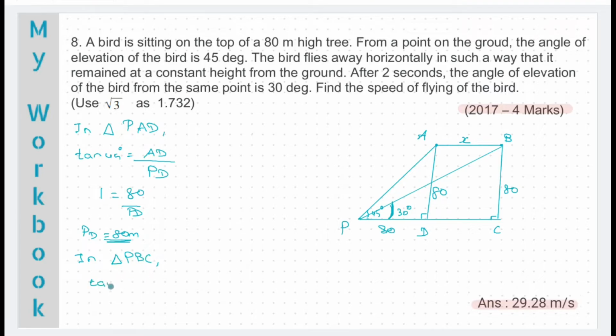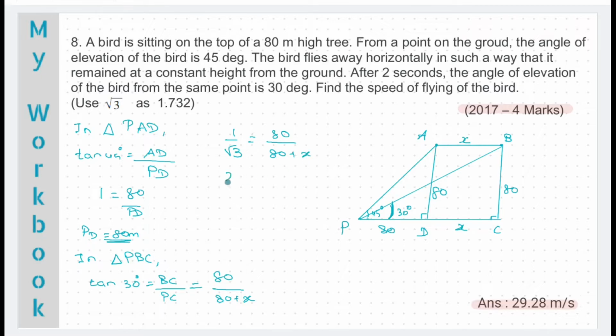Again, let's consider tan of 30 degrees. Tan 30 is opposite side BC by the base, which is PC. BC is 80. That's equal to the height of the tree. And PC can be written as PD plus DC. PD we just found as 80. DC is nothing but x. It's the same as the distance flown by the bird. So we can write the denominator as 80 plus x. Tan 30 is 1 by root 3, which is equal to 80 divided by 80 plus x.